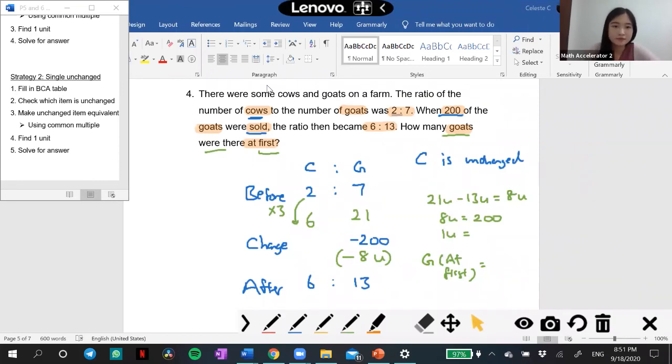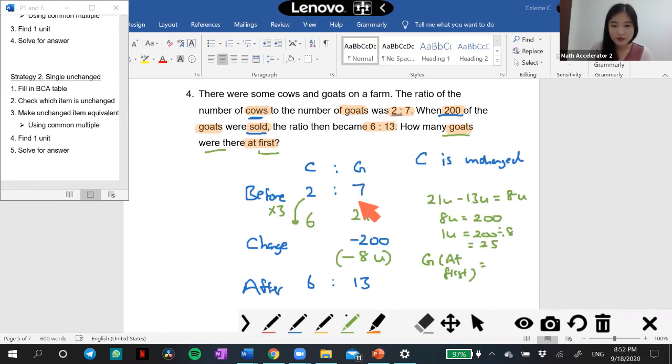Okay, let's check. Right, so this is what you selected. The majority of you chose 525. Right, how do you get 525? Let's check whether that's the answer. Okay, first of all, 1 unit, 200 divided by 8. Right, that gets you 25.